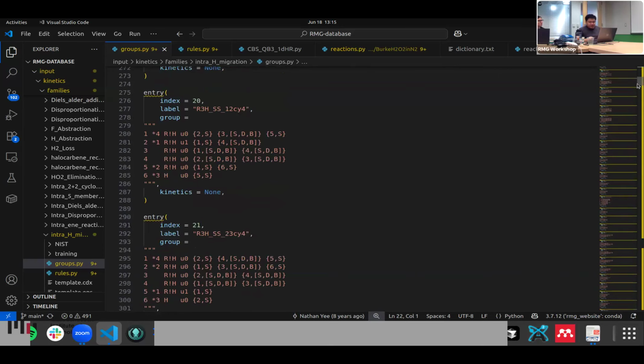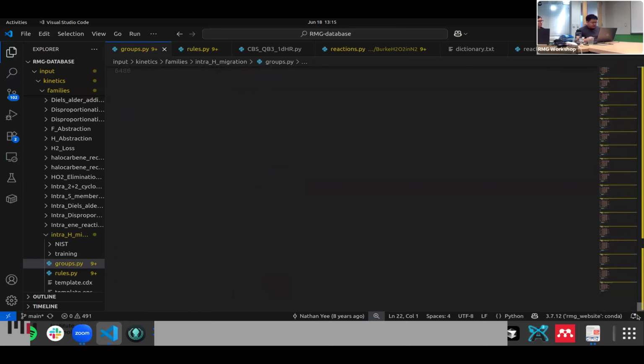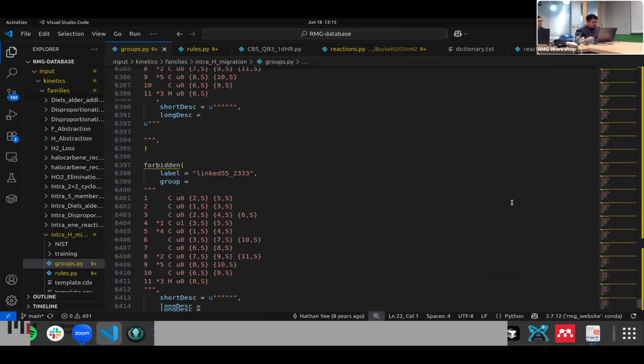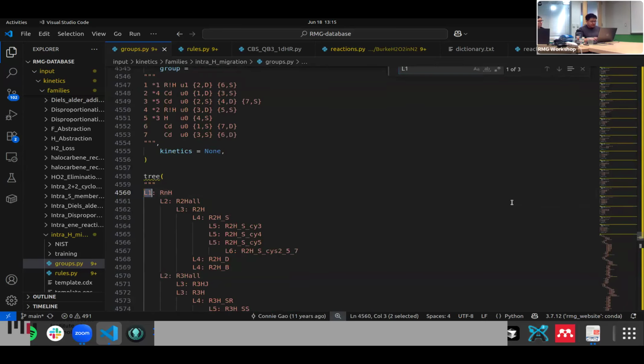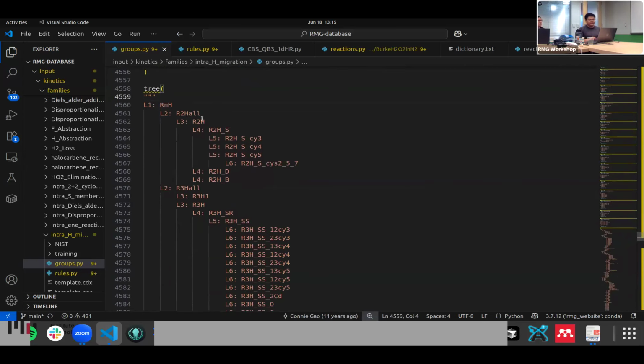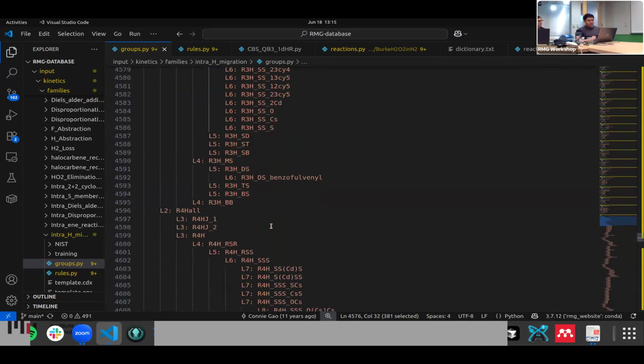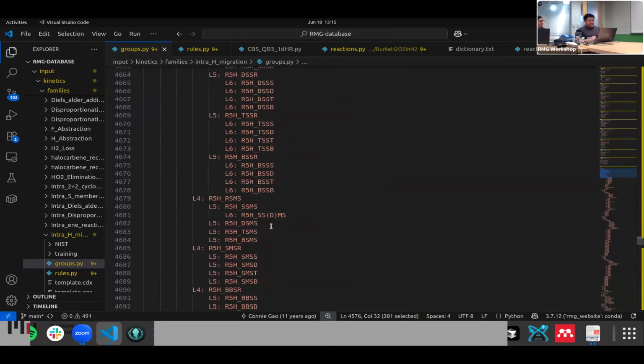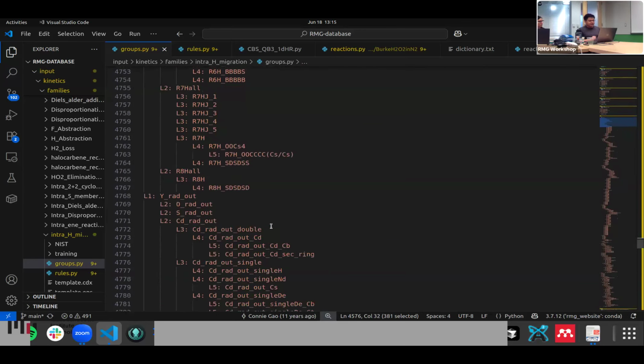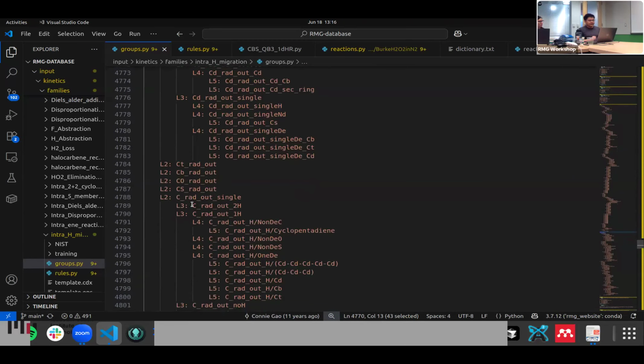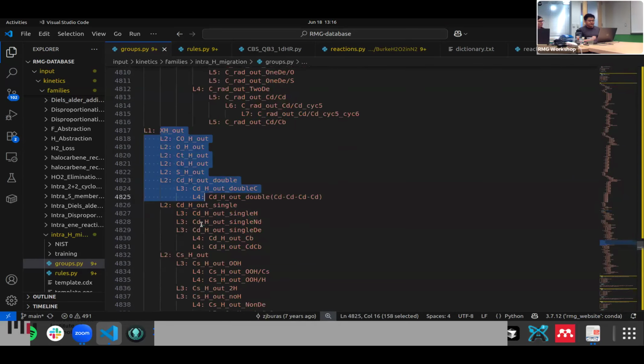If you go to the bottom, you can see where the tree structure is defined. So here we have L1, and then the topmost node is the RNH, and then progressively you get more specific nodes. Since this is a unimolecular family, there's 3 different trees. So this is YRAD out and XH out.